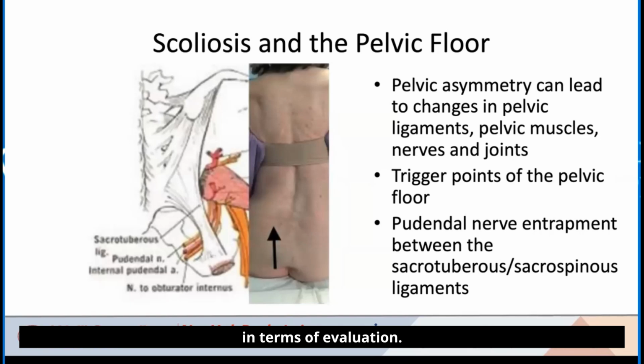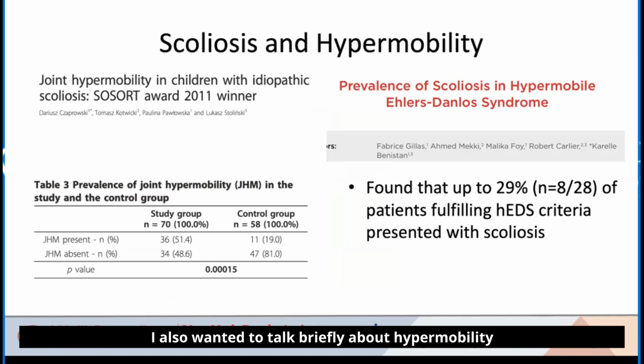I also wanted to talk briefly about hypermobility and scoliosis because I think there is tremendous potential overlap here. The reason is we know, and we'll talk a little about the literature for hypermobility in the pelvic floor, that when you are hypermobile, there is increased risk for pelvic floor disorders as well. These are a couple of smaller studies, not huge ones. Here on the left, looking at kids with scoliosis and what percentage had hypermobility, in that group of scoliotic patients about 51% had hypermobility. So we know that there's a connection here.